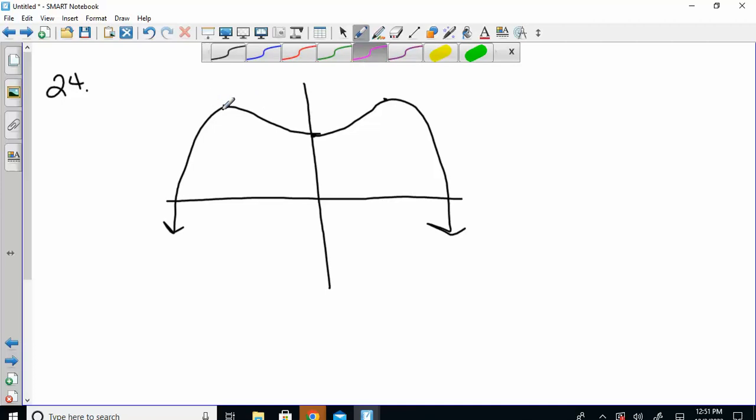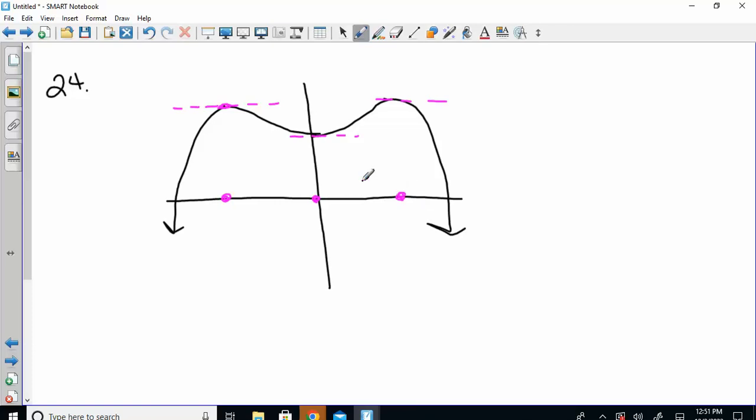Okay, so we have something roughly like that. What we know is that anywhere the function has a maximum or minimum, the tangent line would be horizontal. So what does that mean the derivative is equal to? 0. 0 here, and here, and here.